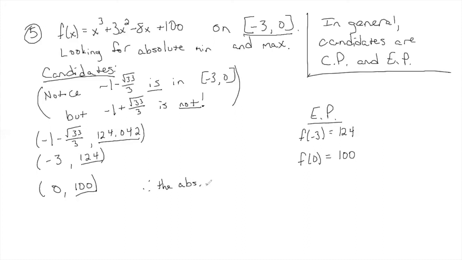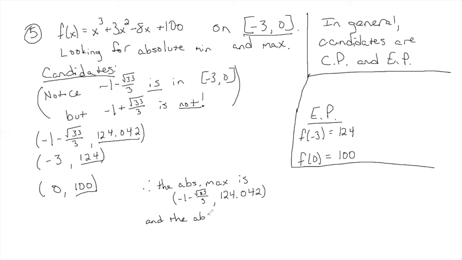So just by inspection, the absolute max, I'll separate this out so I don't run into it. The absolute max is the one that gives us the highest output, namely the one that gives us 124.042. It's only a small difference, but this is certainly bigger than 124. Even though it's an estimate, we know it's definitely bigger than 124. This is exact. And the smallest, the absolute min, is 0, 100. 100 is the lowest this function goes.